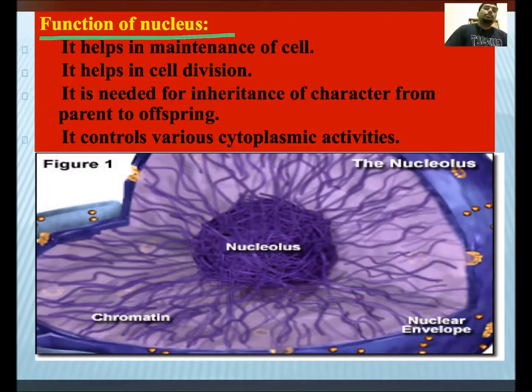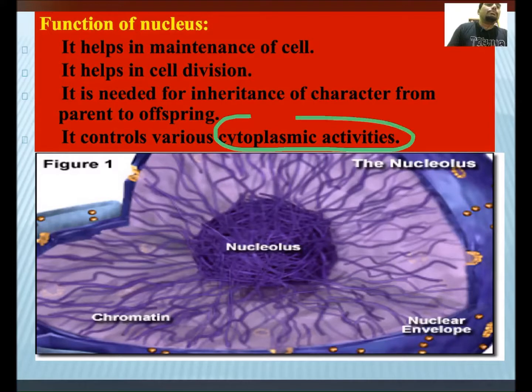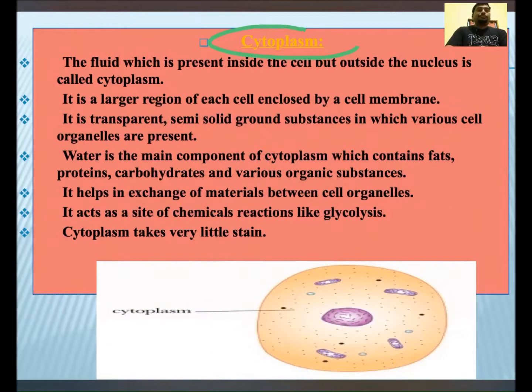Now, the function of the nucleus, we have already discussed. It helps in development or maintenance of the cell. It helps in cell division. It is needed for the inheritance of characters, the transfer of characters from parents to offspring, from one generation to the next generation, and it controls all the various cytoplasmic activities, the activities occurring in the cytoplasm, that means outside the nucleus, like protein synthesis and other activities.